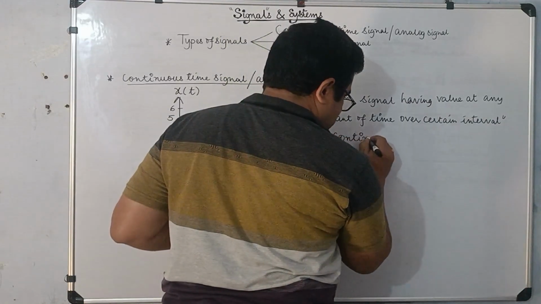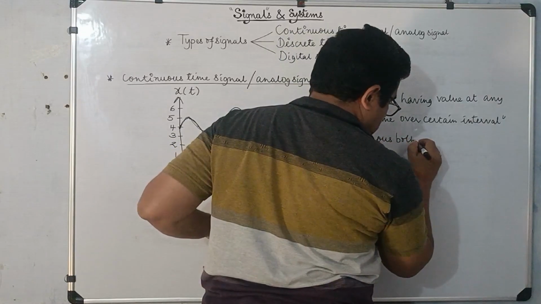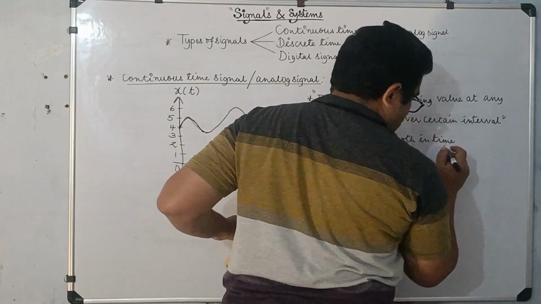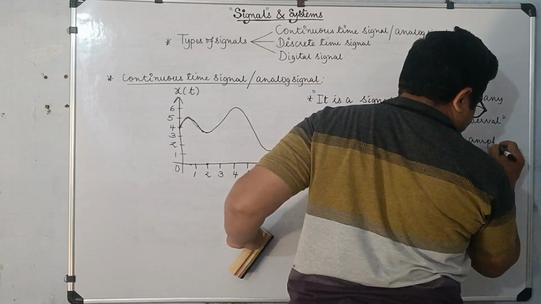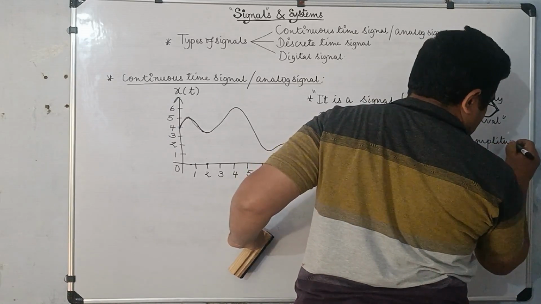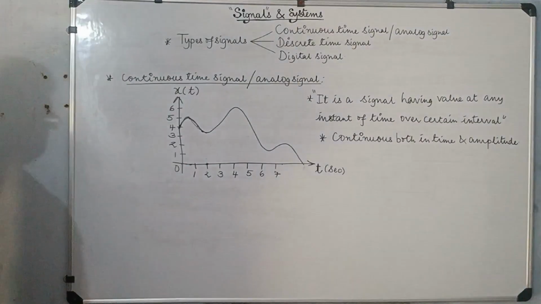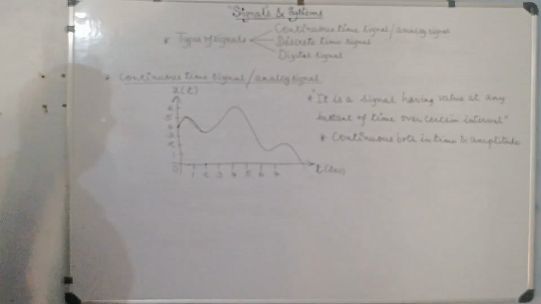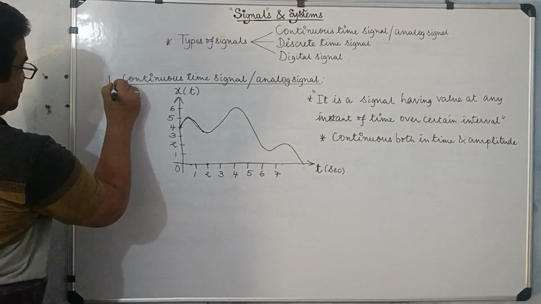My continuous time signal is continuous both in time and amplitude. Okay, so this is what a continuous time signal is. Okay, this is my first type of signal.